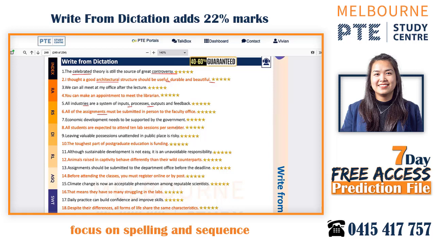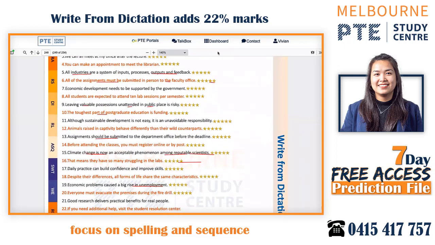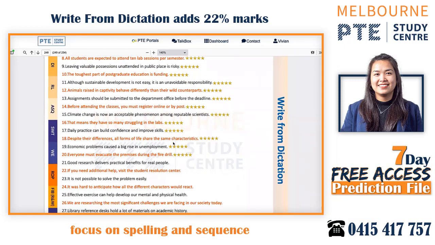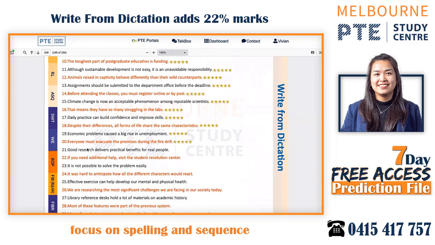Right, for example, possessions, okay? Some of the words can be difficult: sustainable development, unavoidable responsibility, counterparts, right? So for example, phenomenon, okay? These are words that can be confused in terms of spelling. So you need to make sure that you have the confidence in it. What else?